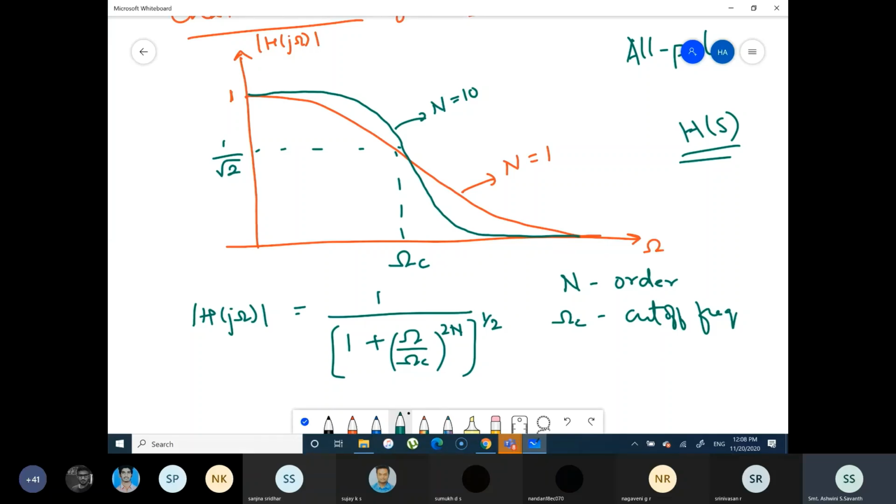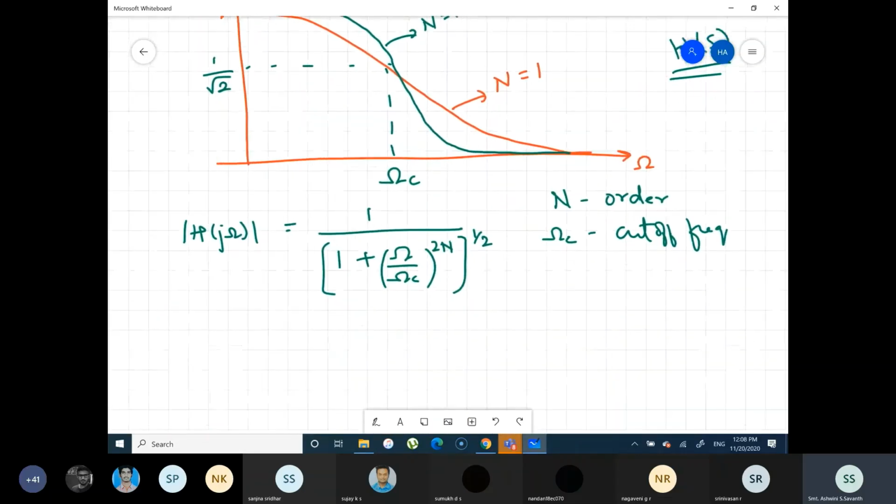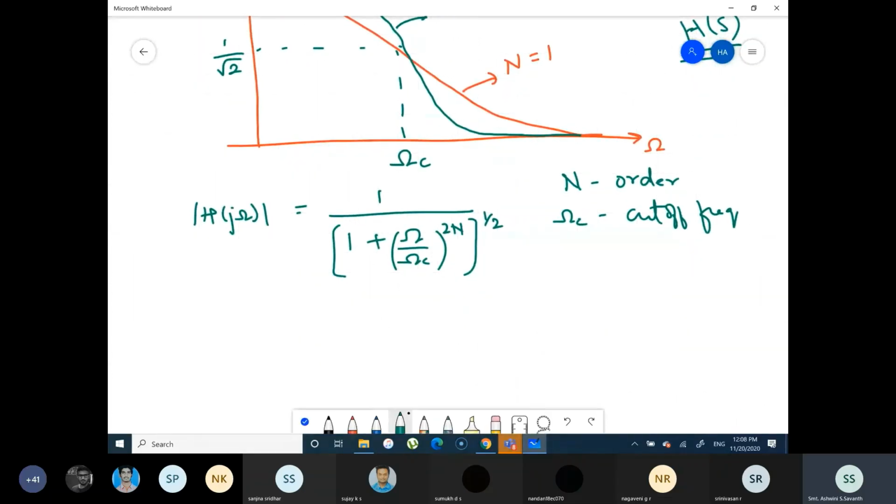So next what we are going to do is normalize the filter. What I mean by normalizing the filter is we will make the cutoff frequency omega c equal to 1 radian per second. See, first of all, we are designing an analog filter prototype. In that, we are going to start with a normalized filter wherein we make omega c equal to 1 radian per second. Why we do this is because the design becomes simple for us.